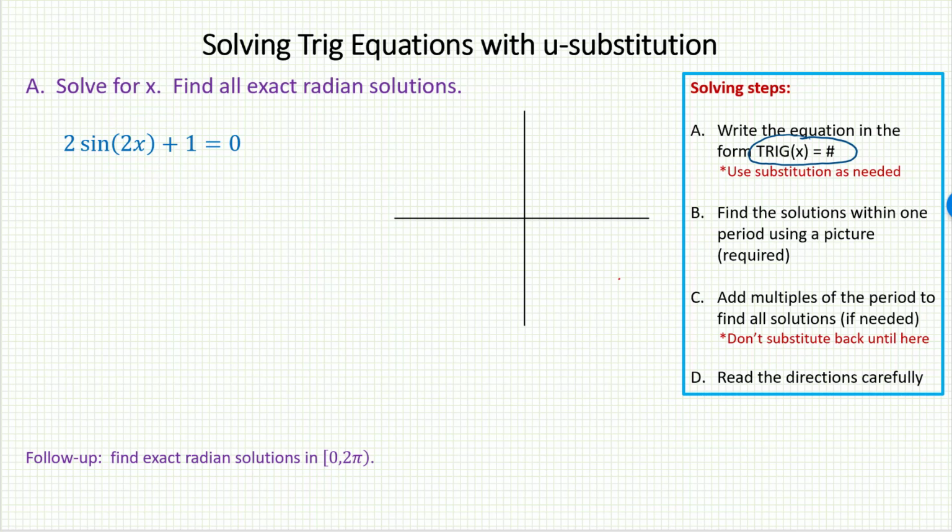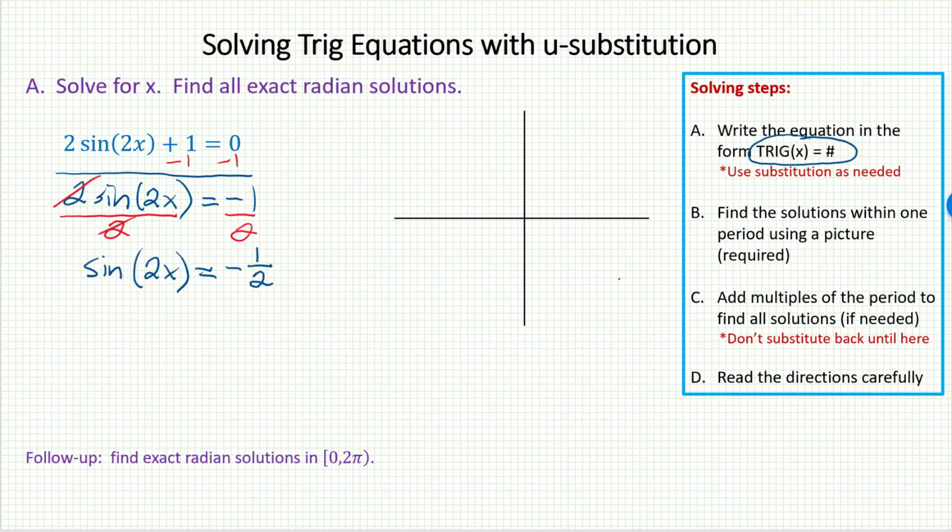Let me show you how it works. I've got a couple of simple steps I can take here, subtracting 1 from each side, and then dividing both sides by 2 to get rid of that front coefficient of 2. And I'm very close now to that format that I want. I just have that 2x sitting here, and I can't get at this 2. It's trapped inside the sine function.